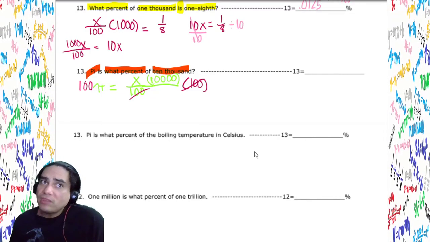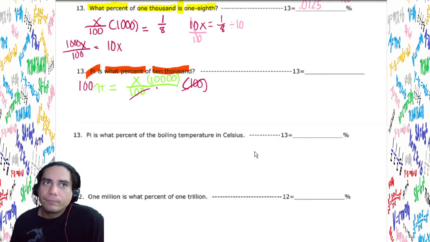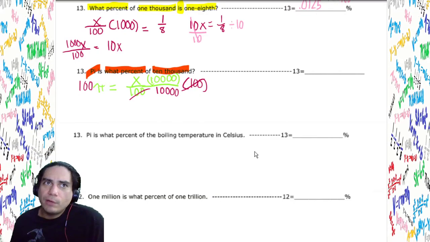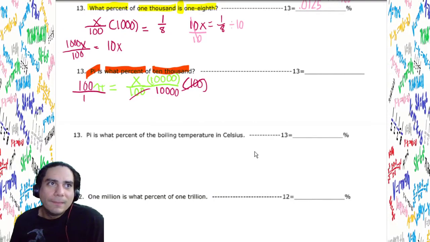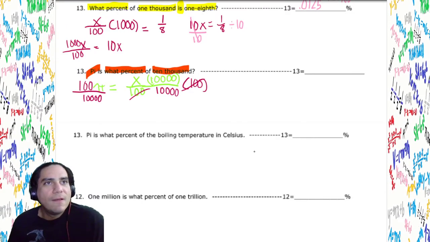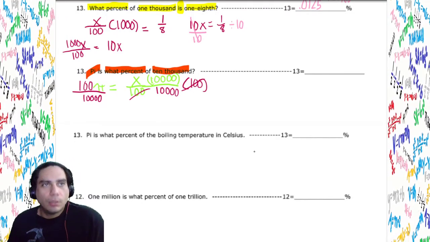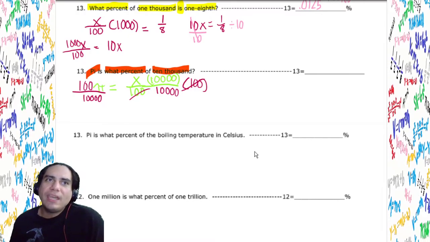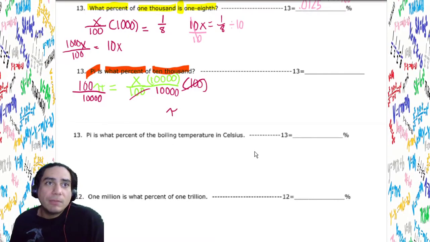But now we don't want that 10,000 at the top. Well, we're going to go ahead and divide both sides by 10,000 here. We've been dividing both sides by 10,000. And as you can see, okay? Maybe you can see it, maybe you can't. But I'm going to show you right now.